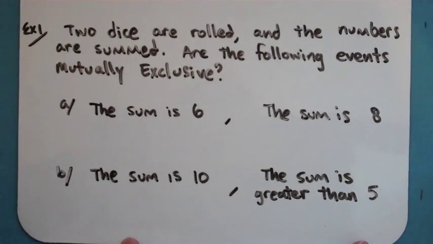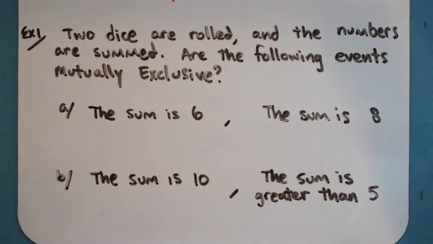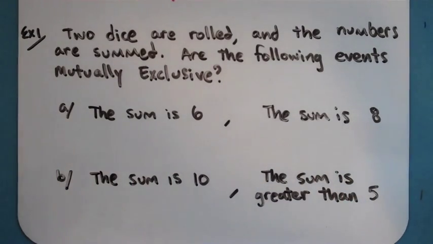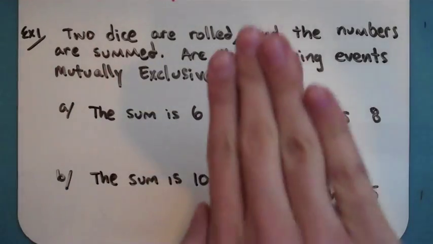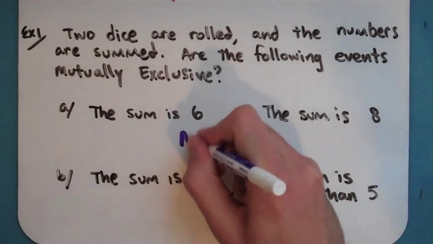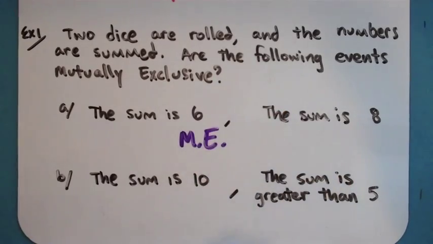So if we're looking at this bottom part here, we're going to roll 2 dice, and we're going to add the results together. We want to know if the events here and here and here and here are mutually exclusive or not. So the first one says rolling a 6. The second one says rolling an 8. We have all the 6s over here. We have all the 8s over here. There's no overlap between the 2 of them. You can't get a 6 and an 8 for your total roll. So this one, yes, they are mutually exclusive.